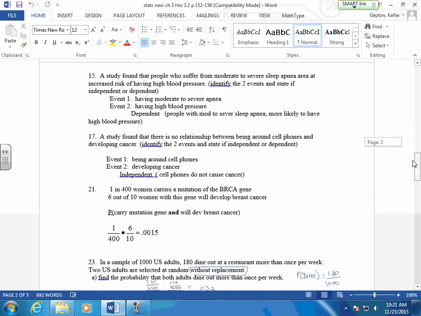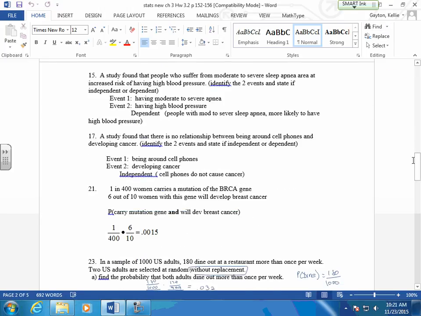Okay. A study found that people who suffer from moderate to severe sleep apnea are at an increased risk of having high blood pressure. Identify the two events and state if they are independent or dependent of each other. Now, you have to have two things that happen. Event 1, having moderate to severe apnea. Event 2, what's the other thing that they're checking on? High blood pressure.